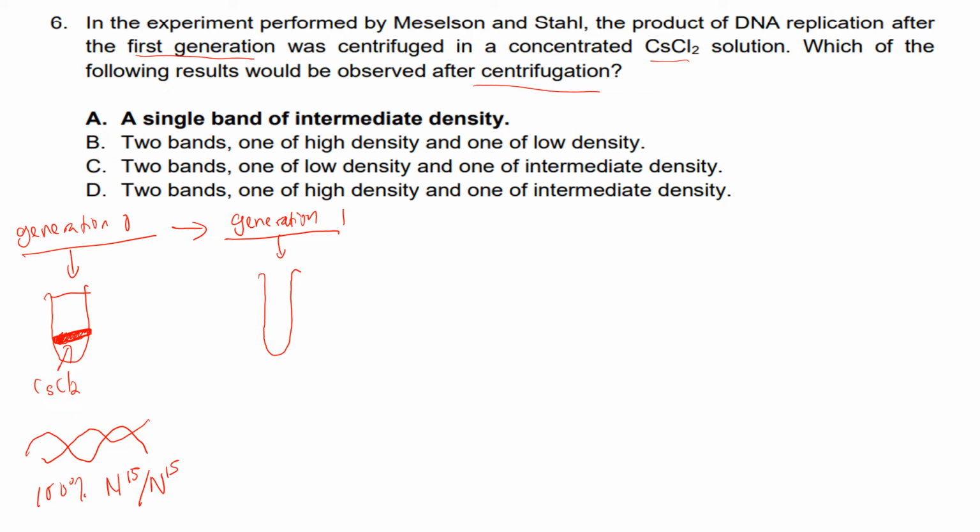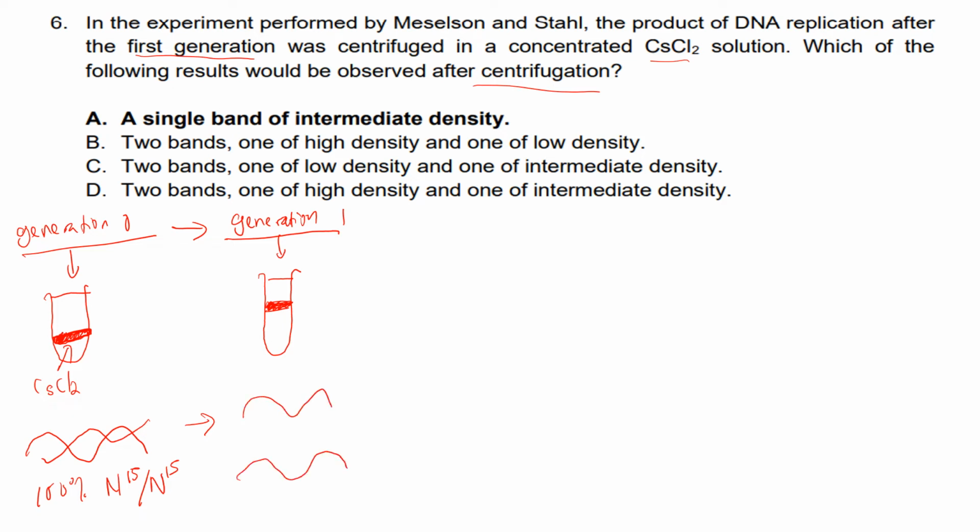So for generation 1, they will use the DNA template from generation 0 to synthesize the new DNA strand using nitrogen 14. You have to understand that when you centrifuge the DNA sample, it produces only one DNA band, which has the intermediate density. This means that the generation 0 DNA will separate and become the template to synthesize the new DNA strand.